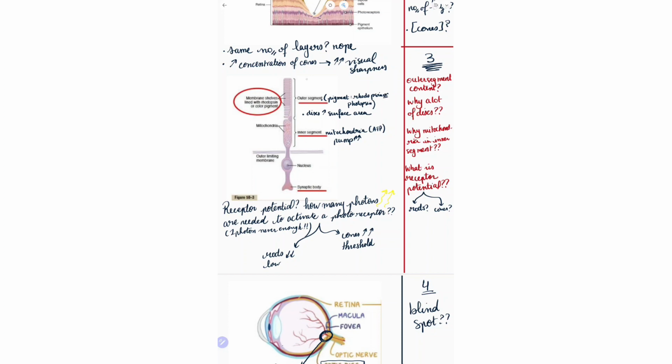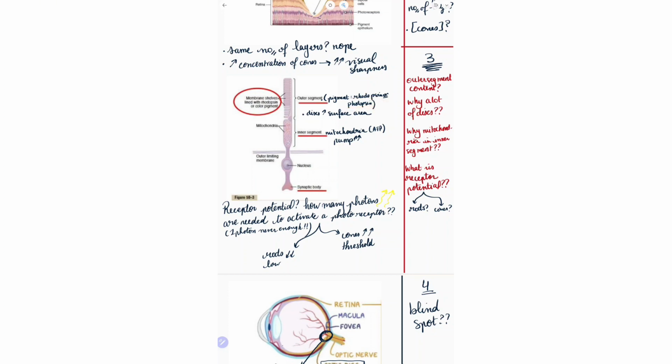Now moving on, so this is a rod, okay? We have to label this rod, okay? So we have the outer segment, the inner segment. Now, in the outer segment, we have the pigments. If it's a rod or a cone, we're going to have rhodopsin in a rod and photopsin in a cone, right?